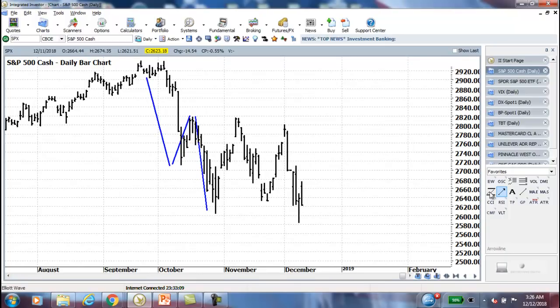We could have this being the entire A wave that I just drew here, and it is curious that on the 10th of December we did break the low from the 29th of October, but we did not close below that low. So that doesn't really count in this analysis. We're still looking for support in this area.